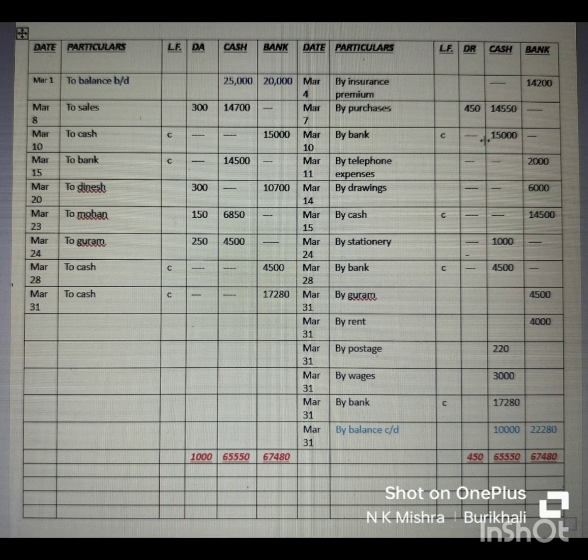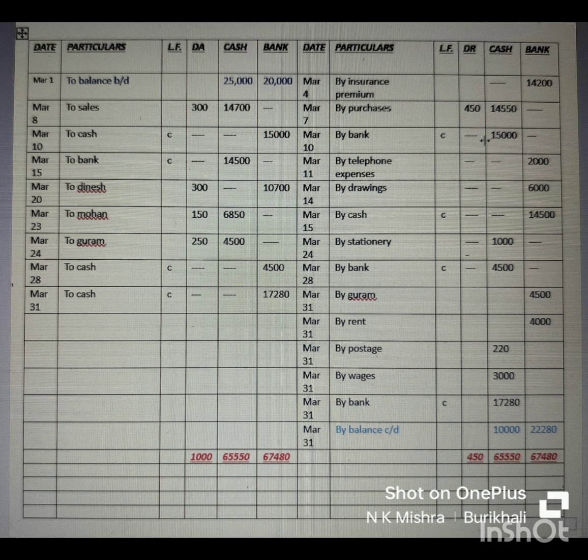Then I have paid insurance premium by check. As I have paid the insurance premium by check, on the credit side I have written March 4, By Insurance Premium. Paid by check means money is going away from the bank, not by cash. That's why I have written 14,200 in the bank column.